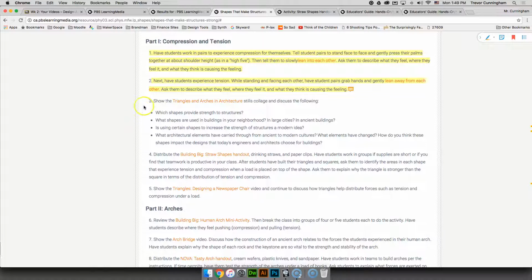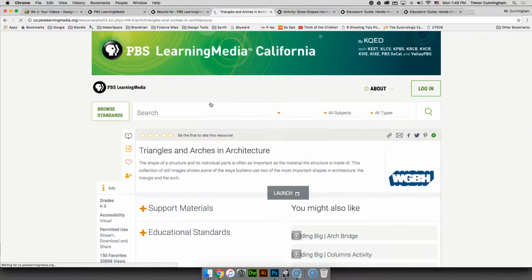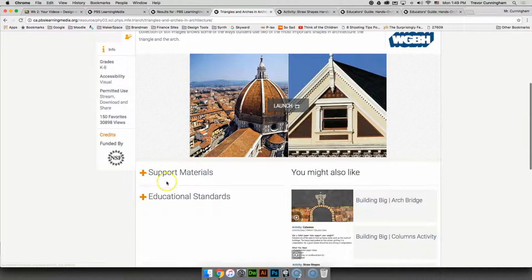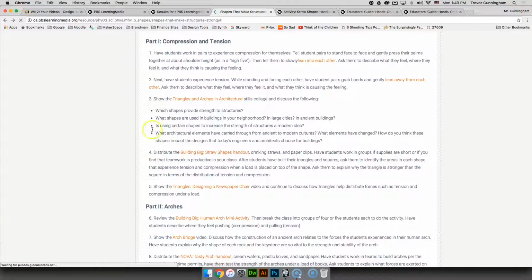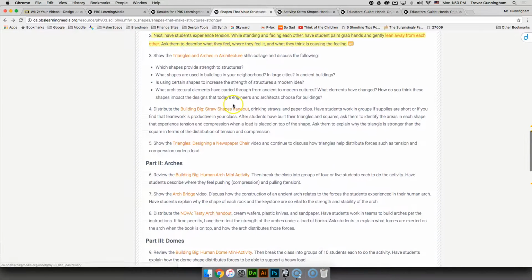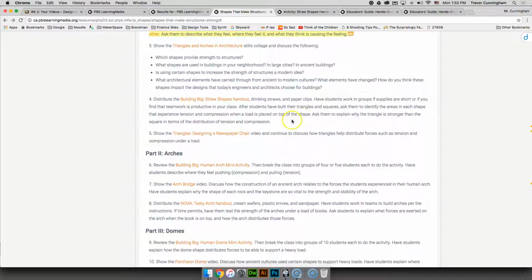And they have multimedia elements, triangles and arches in architecture. So we get to see some supporting materials like that, and they can emulate some of the geometry that they're exploring in their effort. Then they do a hands-on activity in groups. If supplies are short, you may find that teamwork is productive in your class. And there are other elements of learning that could be emphasized here with a rubric, in terms of problem solving and communication, that would be very topical in this case.